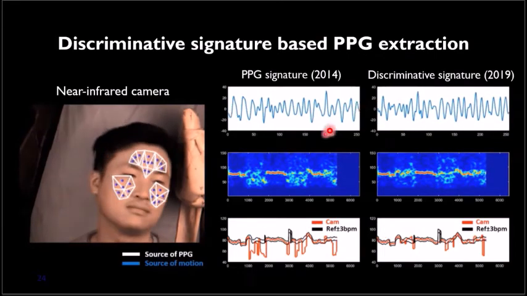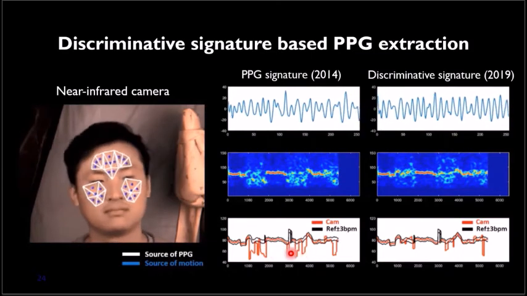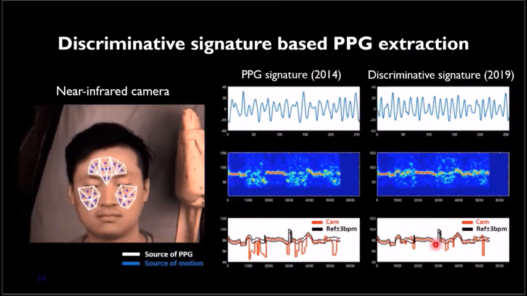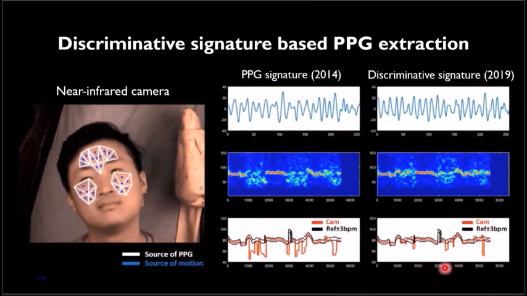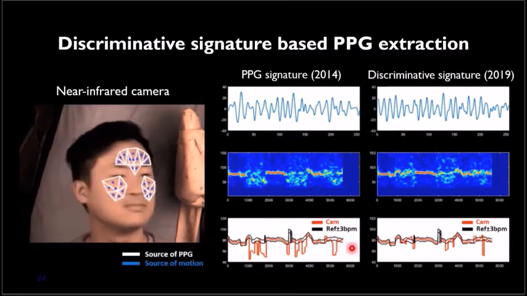Here is the PPG signature based approach, and you can see the pulse rate is like this. And by using the motion signals as the additional input channel, we can reduce this measurement error.